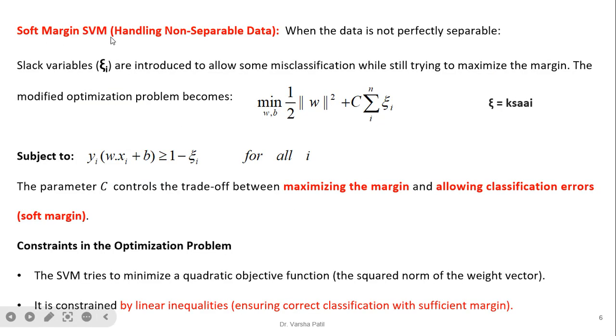Soft margin SVM handles non-separable data, because the points are very close to each other. When the data is not perfectly separable, slack variables, that is chi, are introduced to allow some misclassification while still trying to maximize the margin.